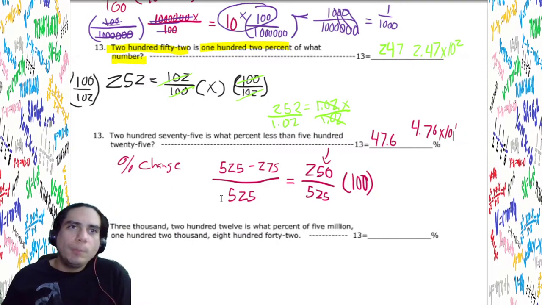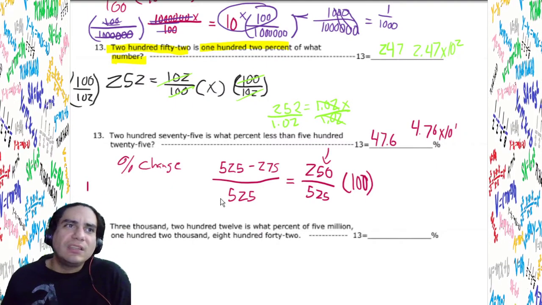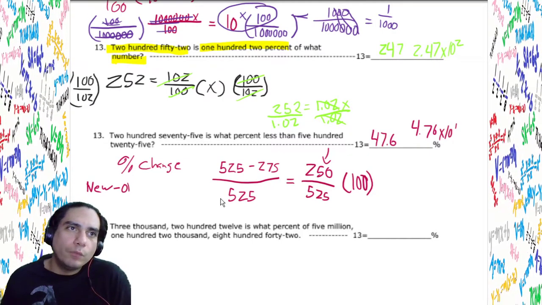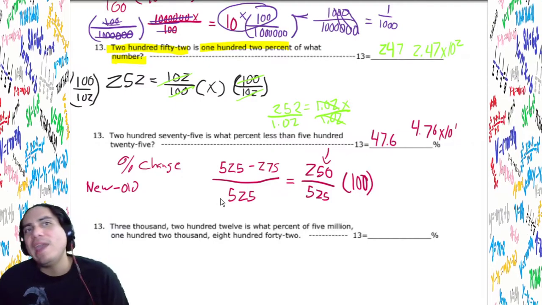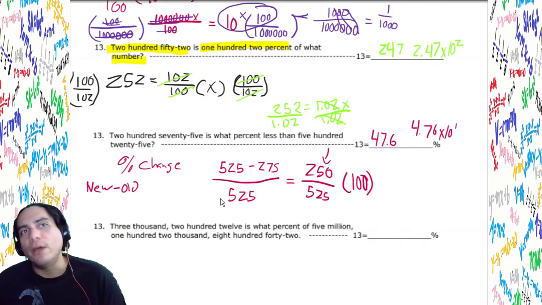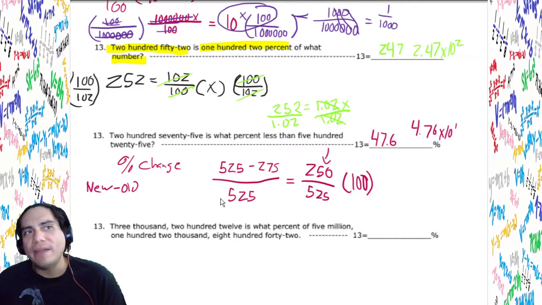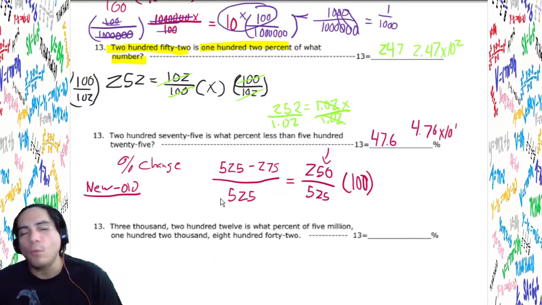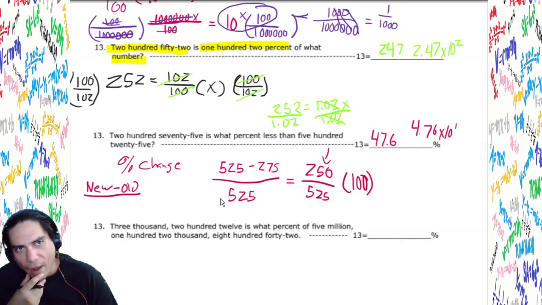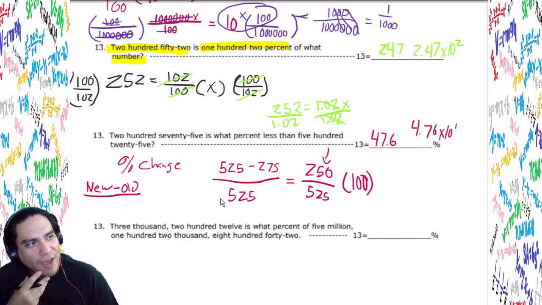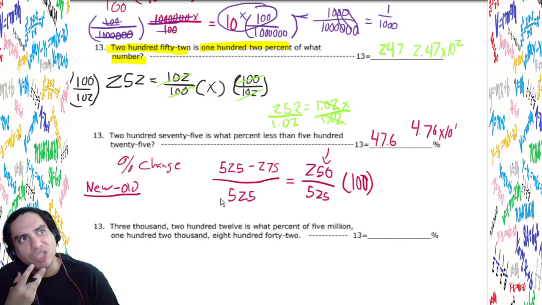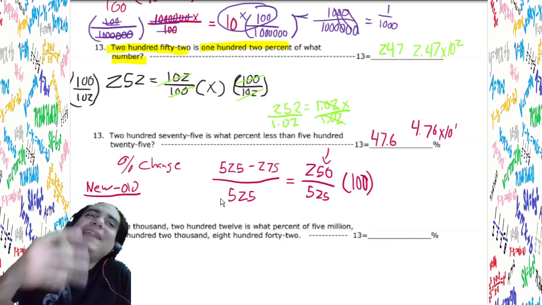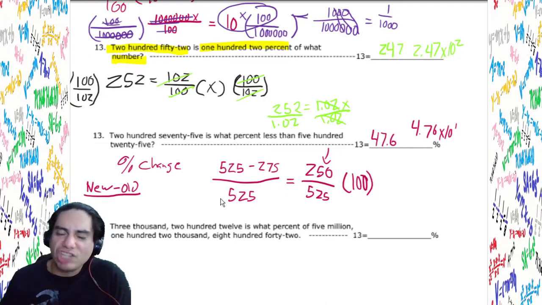But this formula right here, which is really the difference, is our new value minus the old value. Of course, I put the old value first, because if you put new minus old in this case, we're going to end up with a negative percent. Why would 275 minus 525 over 525 give us negative? Because we're going down, because it's decreasing. That negative tells us the direction of the percent change.